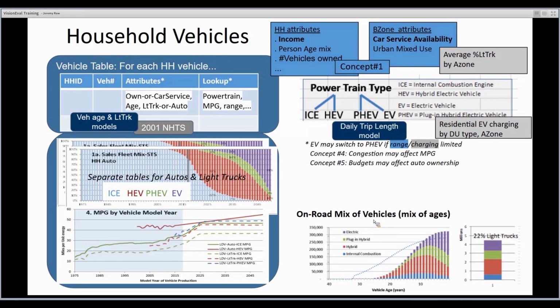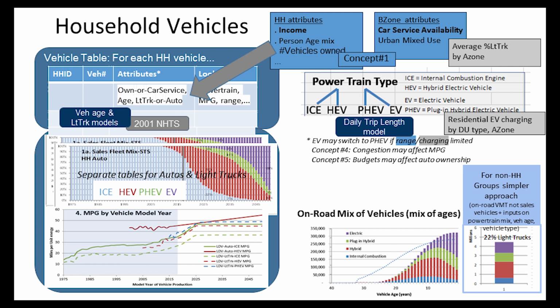So some caveats here. If we went through this process and we assigned somebody an EV, but that household lives in a rural area, and then when we do this daily trip length model, we find out their distribution of daily trips is a lot longer than can be accommodated in that 100-mile range. So we're not going to assign them an EV, we're going to give them a plug-in. So they will have that backup and won't have the range anxiety.